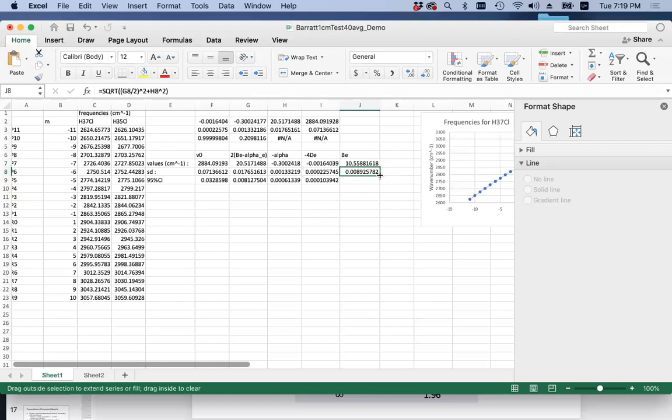And if I copy this formula down, then I believe it should now reference the correct cells such that it gives the 95% confidence interval in the rotational constant. So the rotational constant that we would report would be 10.559 plus or minus 0.004 reciprocal centimeters. Okay, any questions about that?